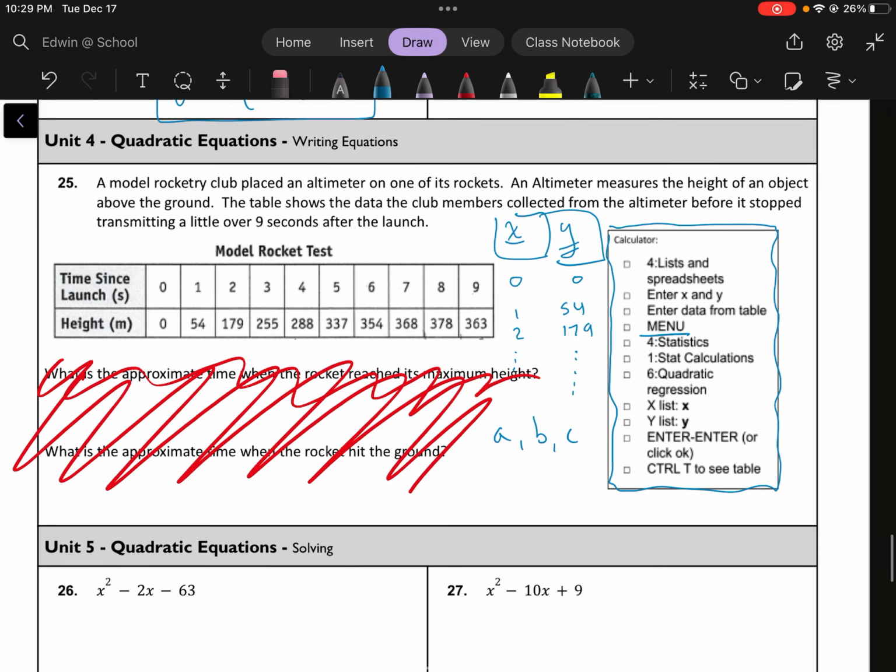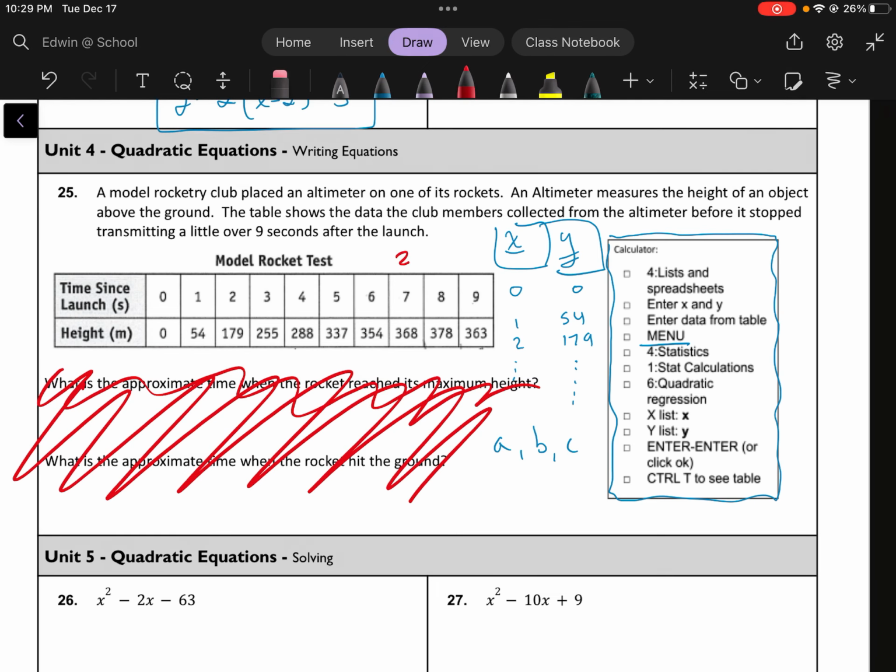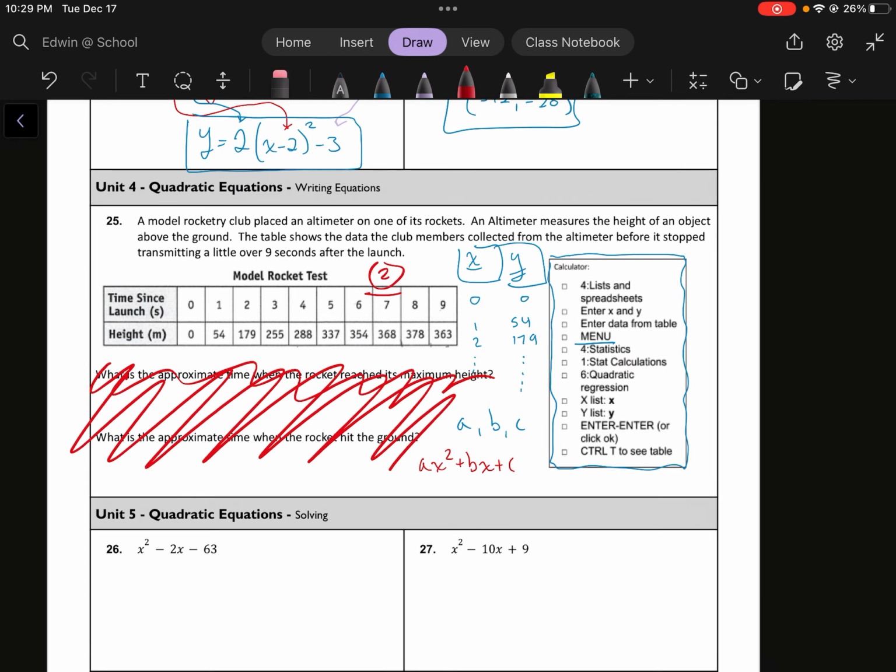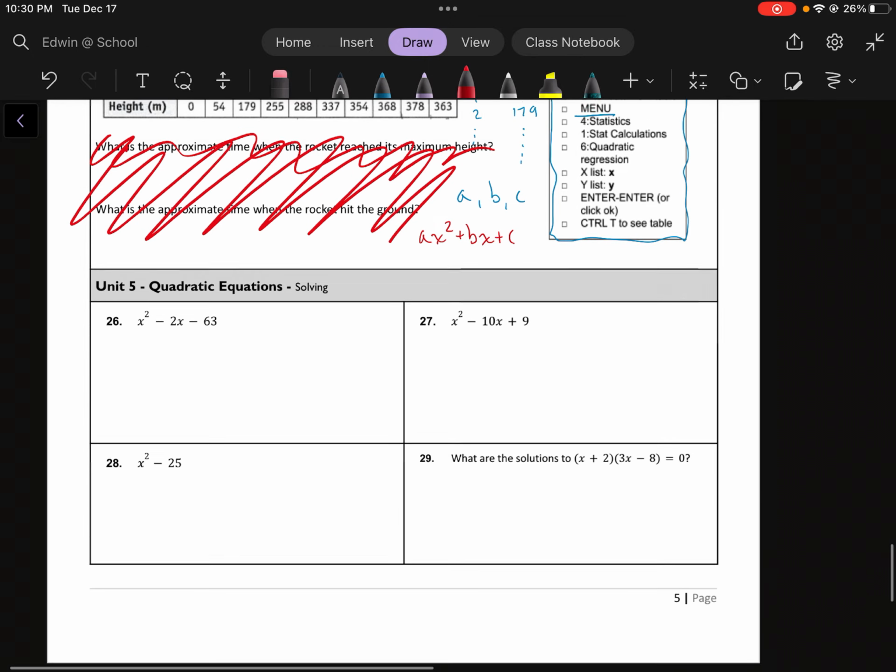You're going to get an A, a B, and a C value. And that is going to be the way that you write the equation. You write it in ax squared plus bx plus c. So the reason I wrote this a little too is because you're going to for sure have at least 2 questions on this. And I'll go over this more in depth when you have to take the test.